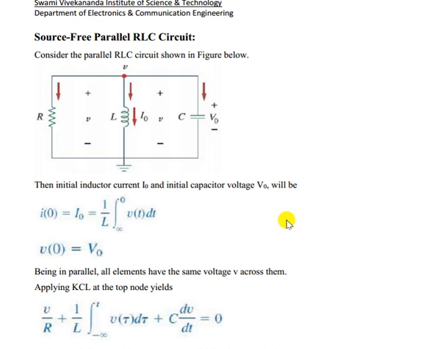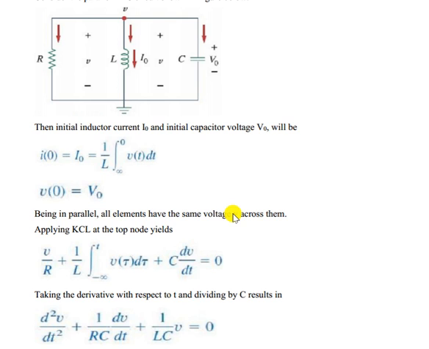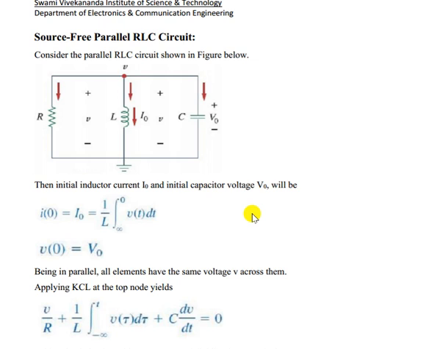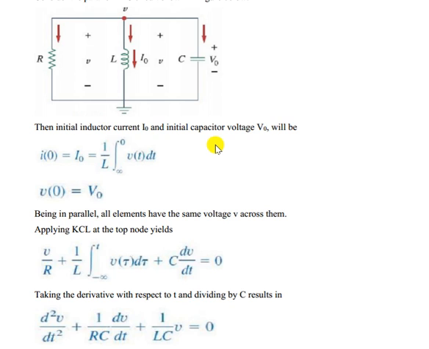Now say a source free parallel RLC circuit. For a parallel RLC circuit, what we can see here is that I0 is nothing but 1 by L integration of v dt, right? And the capacitor voltage is say V0. Now here the voltage is the same, right? So here what you have to do is, at this particular node, apply the KCL. If you apply KCL, what we can write, the voltage across the capacitor is V, the same.